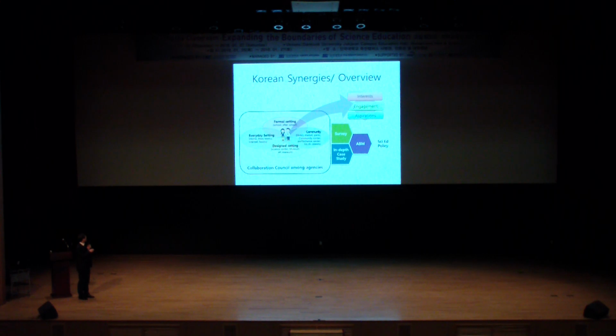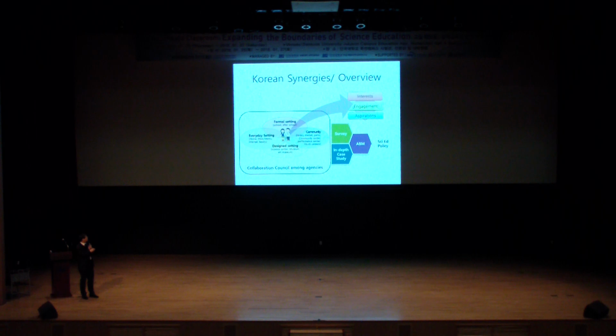And also we are thinking about some opportunities provided by the communities, like everyday settings: home, mass media, internet, books; designed settings: science centers, museums, art museums; community settings like library, market, clubs, community center; and formal settings like school and after school. And we are trying to organize a council of the representatives from the providers of science learning opportunities in schools and, at the same time, in the community. So we are trying to pursue their changes in interest, engagement, and aspirations in science.